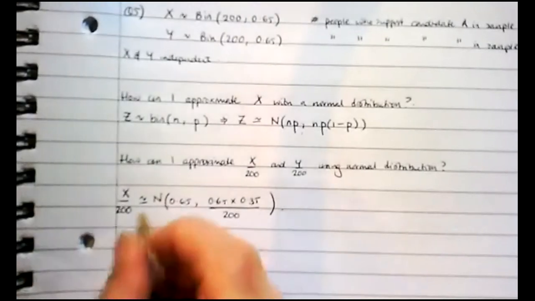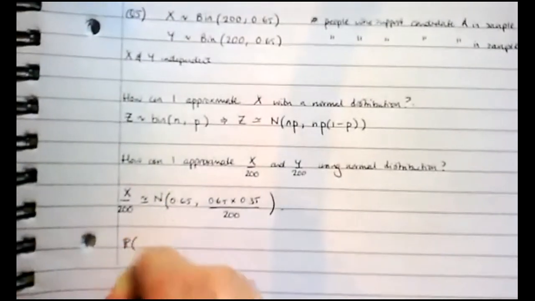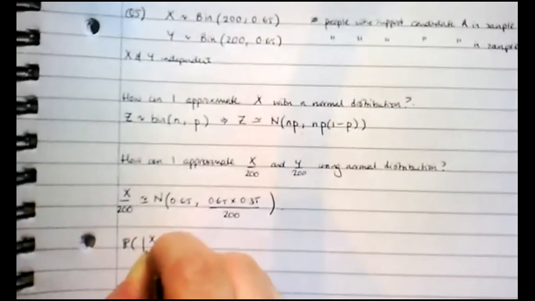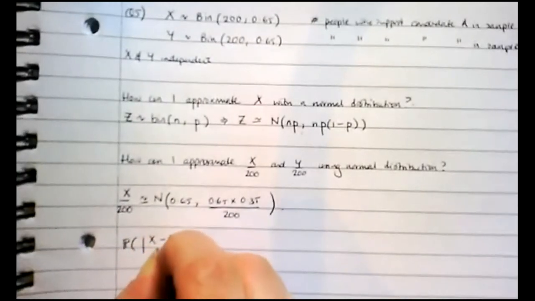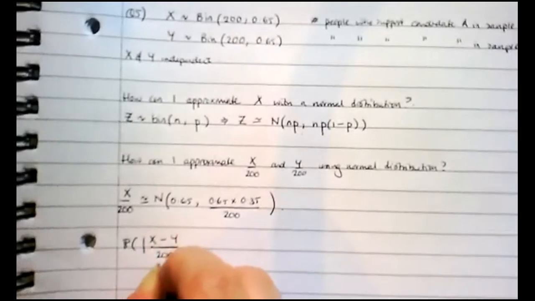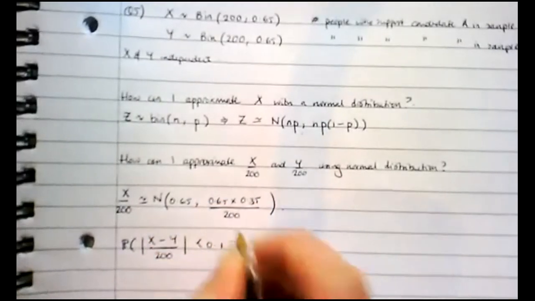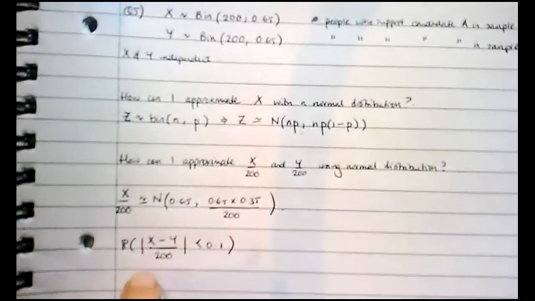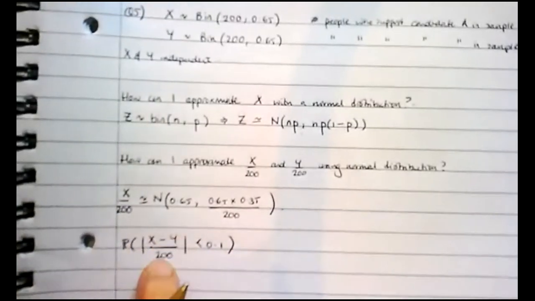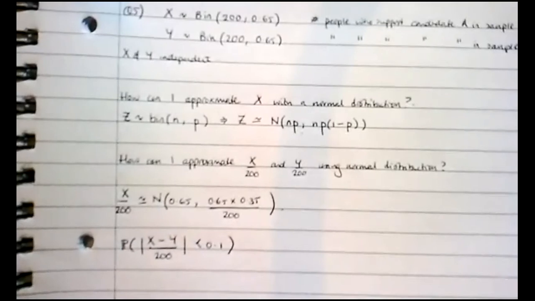Because what we've been asked for is the probability that the difference between X minus Y divided by 200 is less than 0.1. So X divided by 200 and Y divided by 200 are the percentage of people supporting candidate A in area 1 and 2. And the absolute difference between these needs to be less than 10%. So this was the probability that we were asked for.